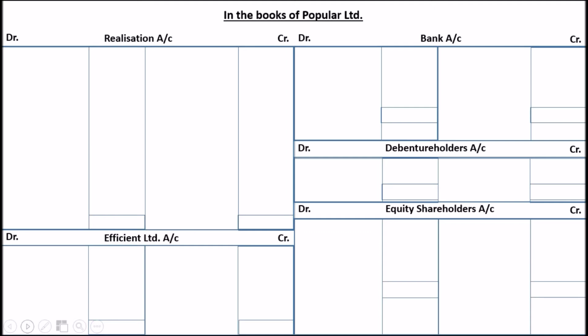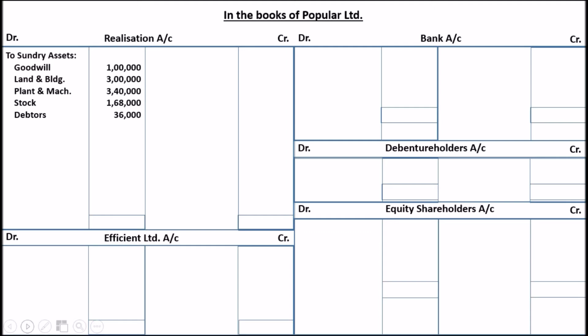The first step will be to transfer all assets at book values to realization account debit side. So realization account debit to sundry assets, all values, remember, will now be taken at book values, that is the balance sheet values. So starting from the asset side, the first one is goodwill 1 lakh, land and building 3 lakhs, plant and machinery 3,40,000. Then we have stock 1,68,000, debtors 36,000.